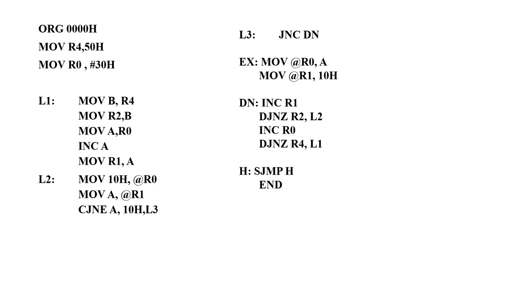Then you have DJNZ R4, L1, which decrements R4 and loops back to L1 until all the passes are completed. Then you have to halt the program with H: SJMP H, which will create an infinite loop to stop the execution once the sorting is done, and END will mark the end of the program.